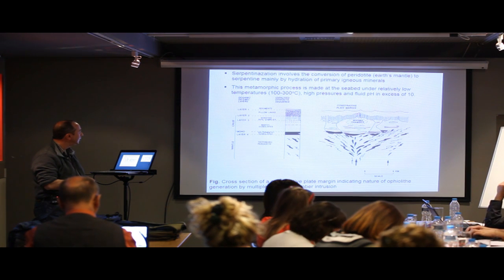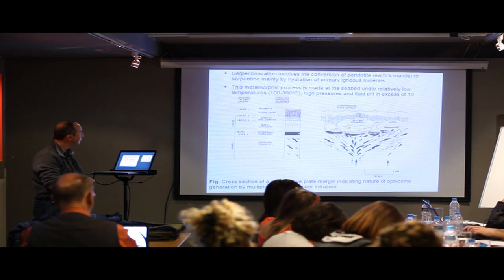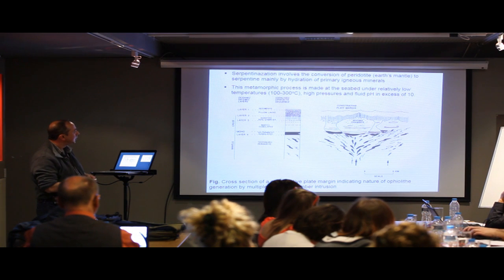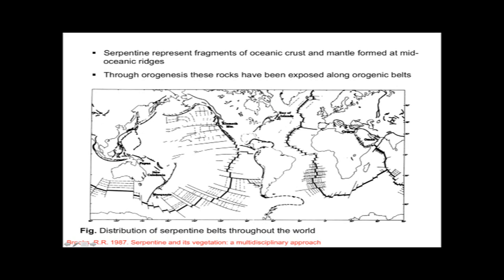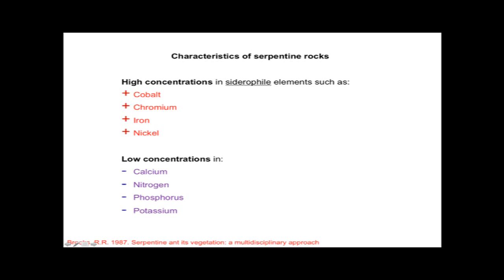So here in this figure you can see that the peridotite goes out from this magma chamber under the sea, and here is the formation of the ultramafic stones, the serpentine stones. So, serpentine rocks represent fragments of oceanic crust and mantle, and they are formed at the mid-oceanic ridges in these areas. However, because of the orogenesis, these serpentine rocks are exposed at the Earth's surface along orogenic belts, like this situation in Southeast Europe.